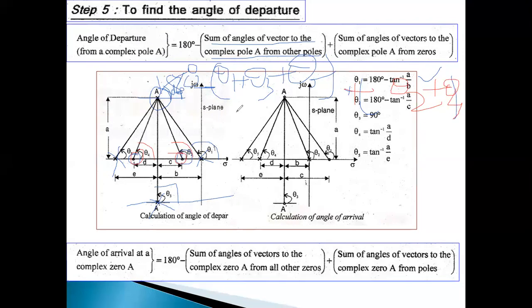Again, using the same formula, we can find the angle of departure. No need to calculate the angle of departure at this point. Because the root locus is always symmetrical about the real axis, the angle of departure at this pole is 60 degrees, so automatically the other one becomes minus 60 degrees. No need to calculate.